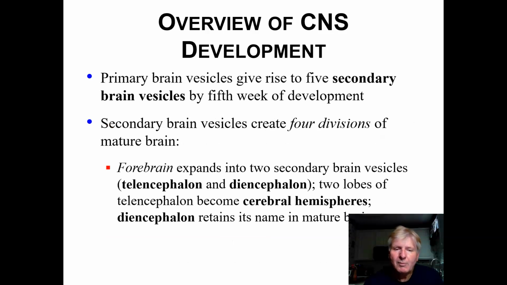Your primary brain vesicles then give rise to 5 secondary brain vesicles by the 5th week of gestation. The secondary brain vesicles create 4 divisions of the mature brain. The forebrain eventually becomes 2 secondary brain vesicles called the telencephalon and the diencephalon. The telencephalon will become the mature cerebral hemispheres. And of course, the diencephalon retains its name in the mature brain.